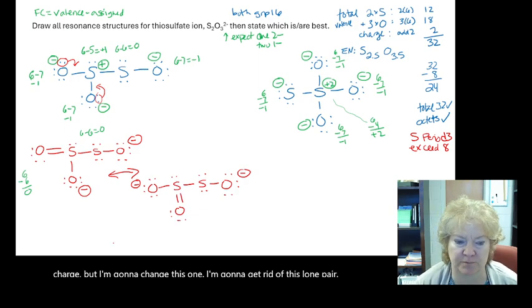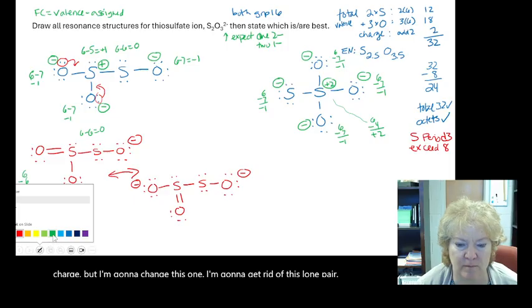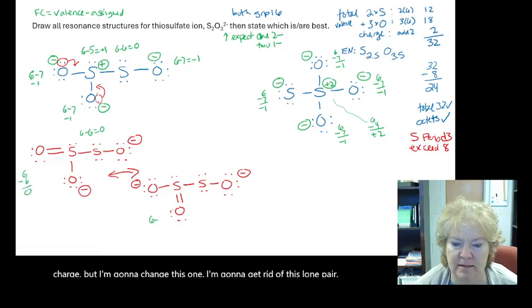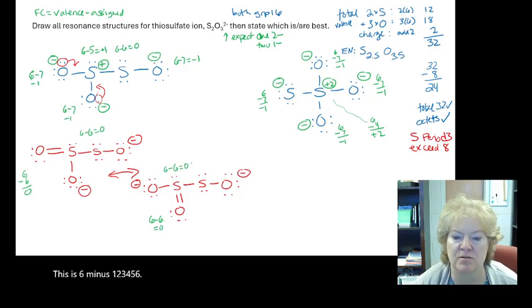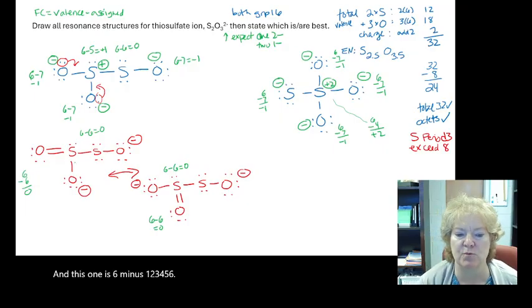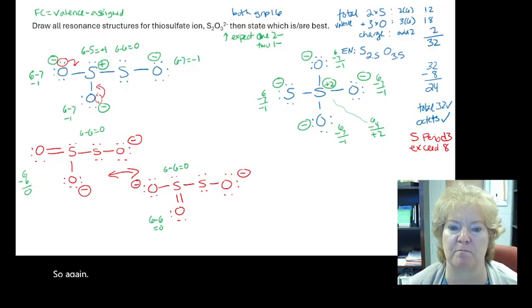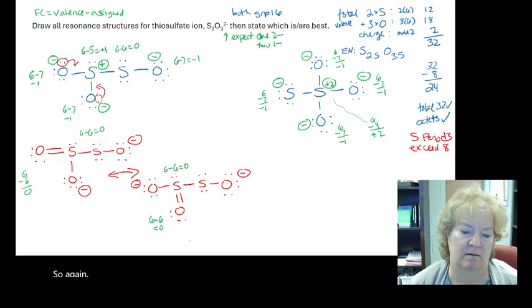When I do, this is 6 minus 1, 2, 3, 4, 5, 6. And this one is 6 minus 1, 2, 3, 4, 5, 6. So again, both of these would be considered good Lewis structures, better than this one.